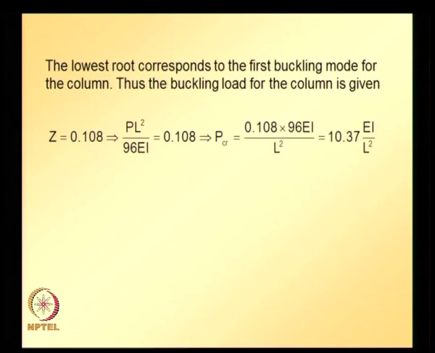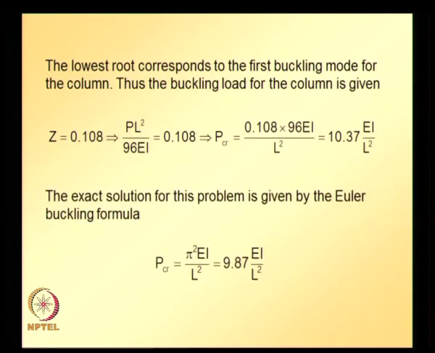If you compare this with the exact solution for this particular problem, which is the same as the Euler buckling load for pin conditions of a column, the exact solution is given by P critical equal to pi square EI over L square. If we calculate pi square, it is going to be 9.87 EI over L square.